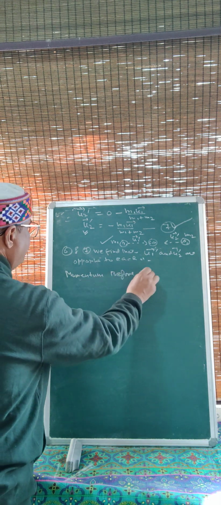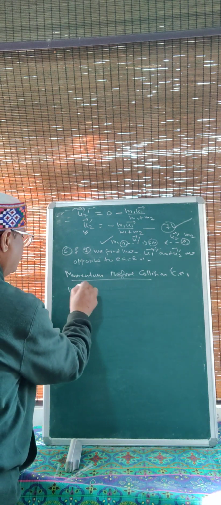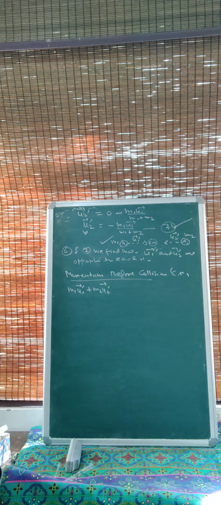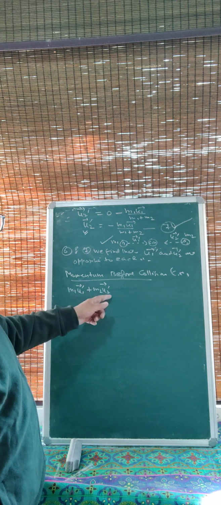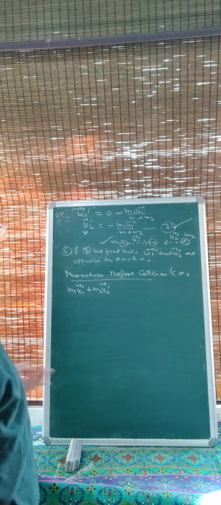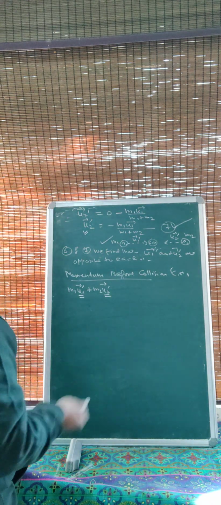Momentum before collision in center of mass frame. Before collision का मतलब क्या हुआ कि momentum before collision means m1 u1 dash plus m2 u2 dash. यही हुआ before collision, m1 u1 dash plus m2 u2 dash. Let us calculate how much is that. So this is equal to, you have calculated the value of u1 dash and u2 dash. ये वैल्यू आपके पास u2 dash की है और u1 dash भी आपने calculate किया हुआ.